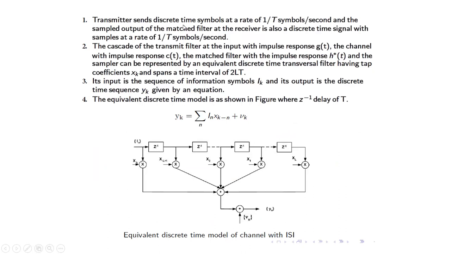Now, the transmitter sends discrete time symbols at a rate of 1 by T symbols per second, and the sampled output of the matched filter at the receiver is also a discrete time signal with samples. So we have already seen that. Now the cascade of the transmit filter, the channel with impulse response g(t), the channel, so all these things I have already explained. And this is the sampled version of the signal that we get after the sampler, right? This is the equivalent discrete model of this equation only. Because for all modeling purposes, we will say that it is a discrete time model of the channel with ISI.